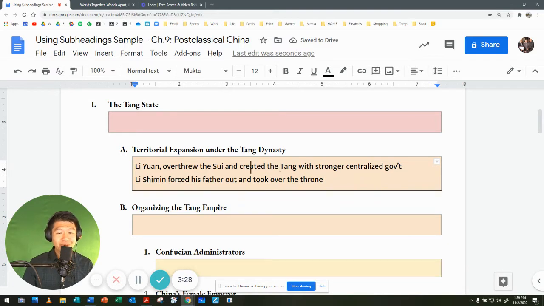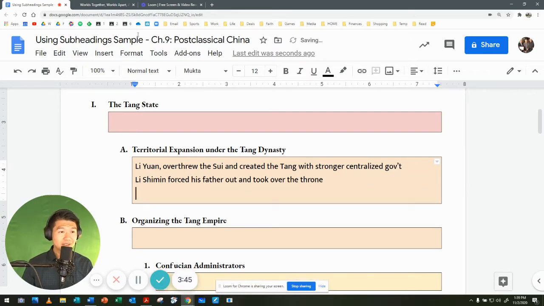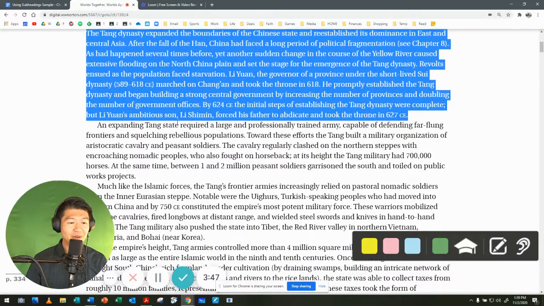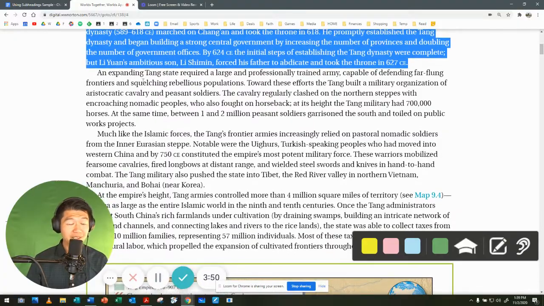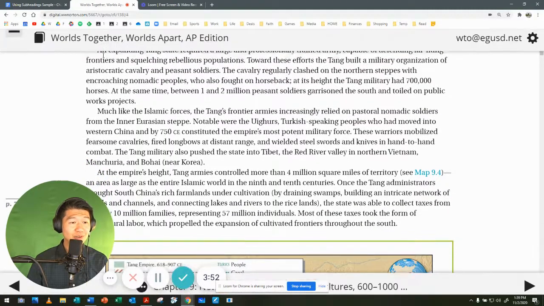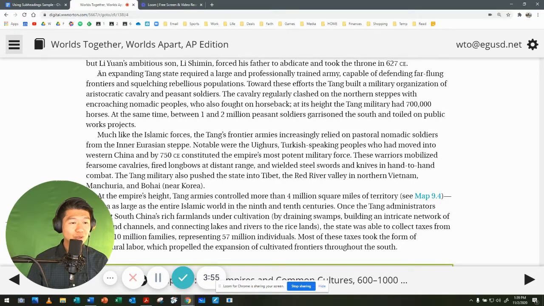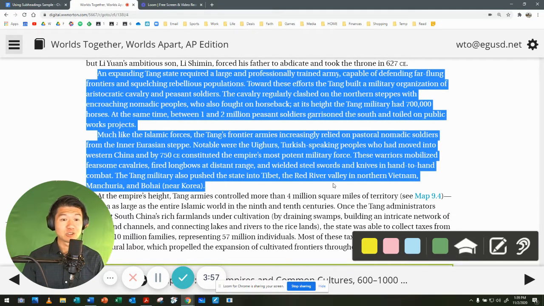So on one hand you have the creation of the Tang, overthrowing the previous short dynasty, the Sui, and the creation of a strong centralized government. This is going to be important because this is about expansion. Then his son forced him off the throne, which may or may not be significant. For our purposes, now read the next two paragraphs because they're associated with one another. Pause the video again and take down any ideas you may have come up with.